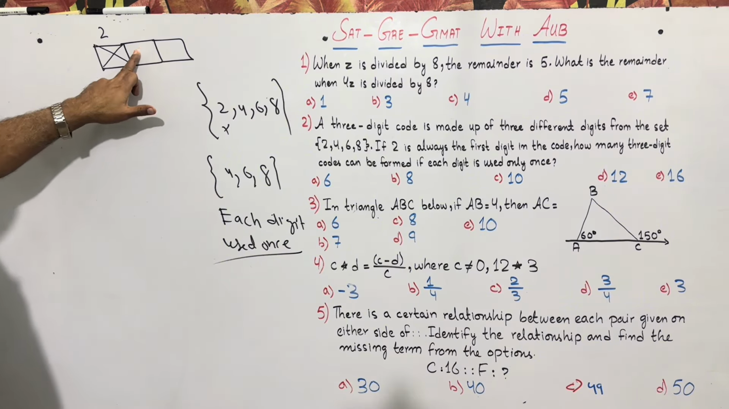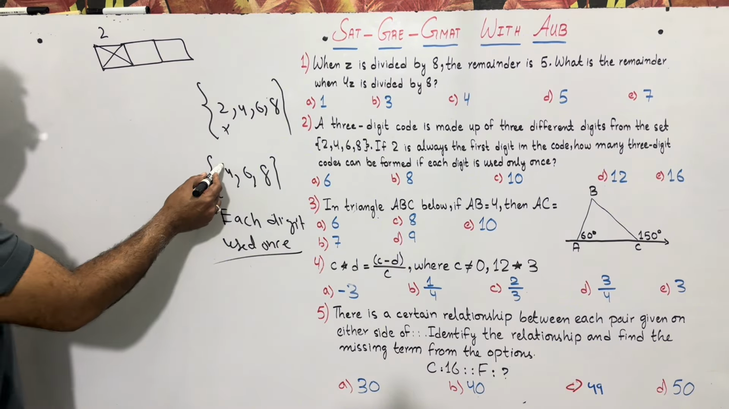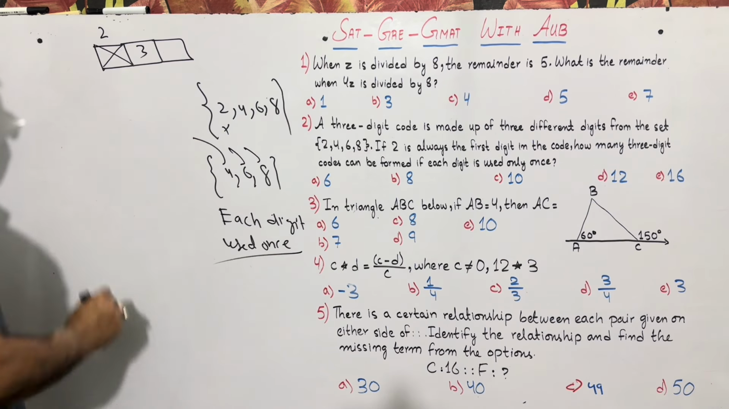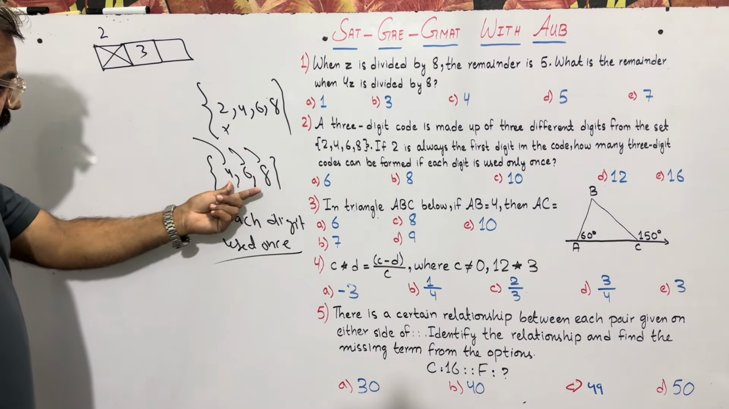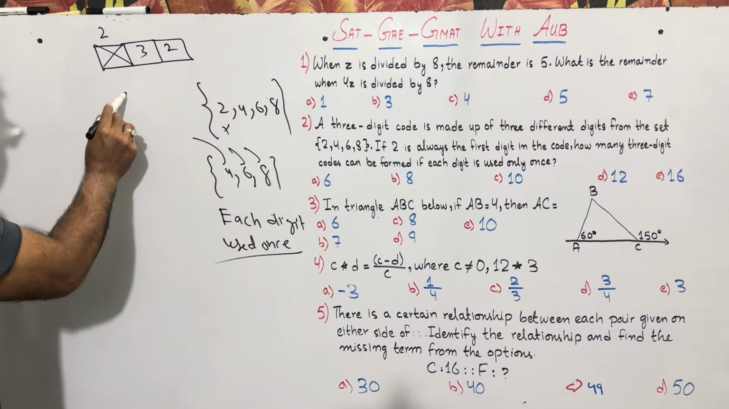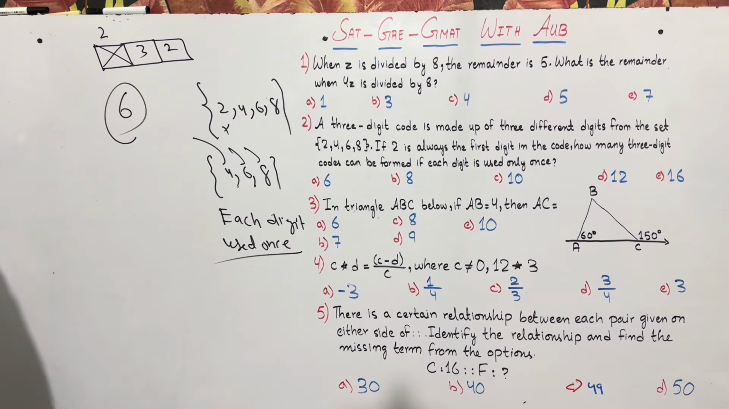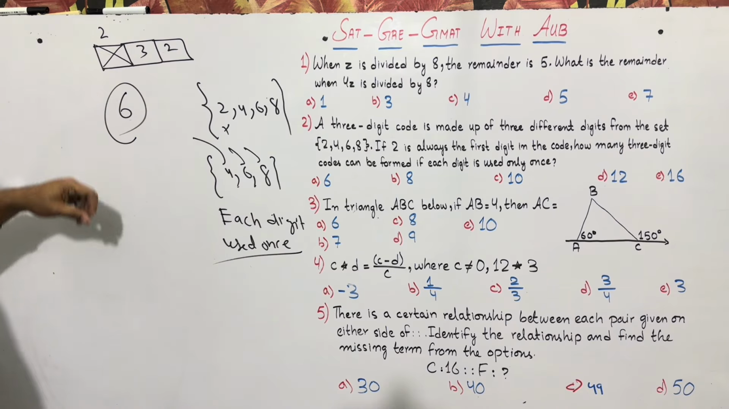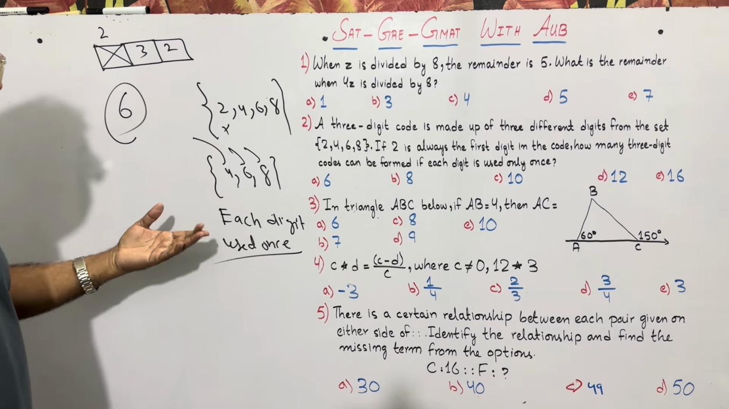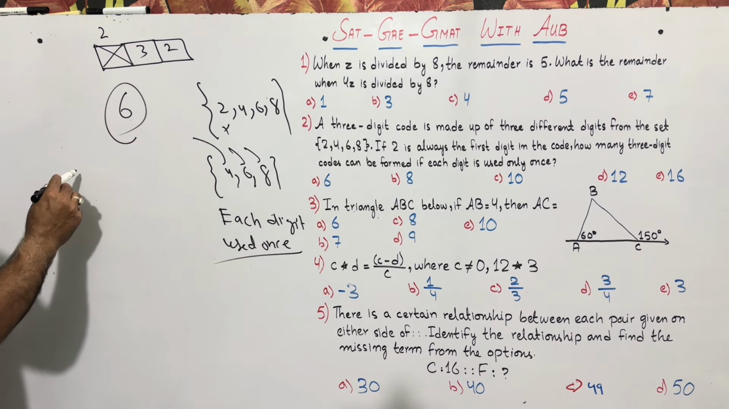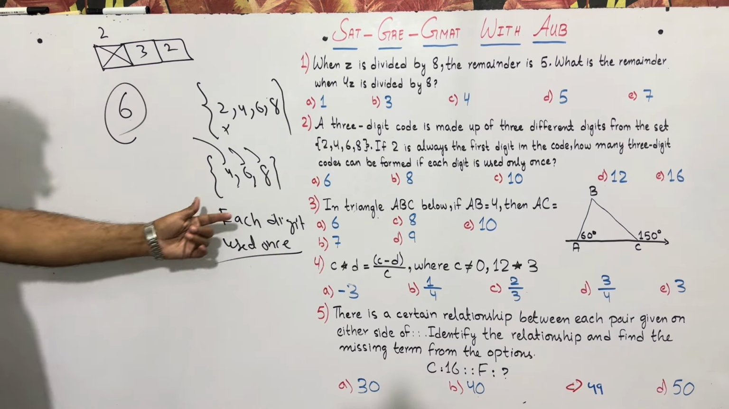For this place to be filled, I have 3 possibilities. Whether I plug in 4, 6 or 8, there are 3 possibilities. After taking another digit from these two, I am left with 2 choices. 3 times 2 is 6. We have 6 choices to make a 3-digit code from the digits 2, 4, 6, 8, where the first digit is always 2. Let me show you how it is possible.